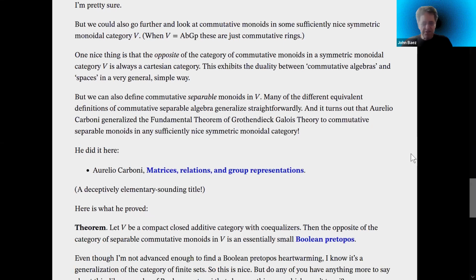But yeah, so his theorem is to take a sufficiently nice symmetric monoidal category and then look at the opposite of the category of separable commutative monoids in it and try to generalize this Grothendieck-Galois theorem.